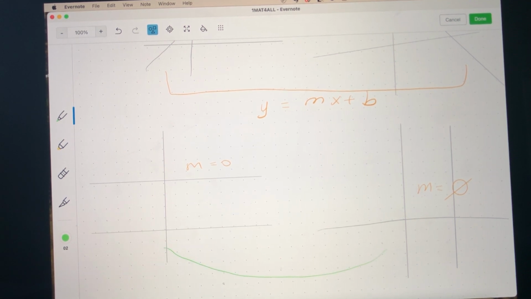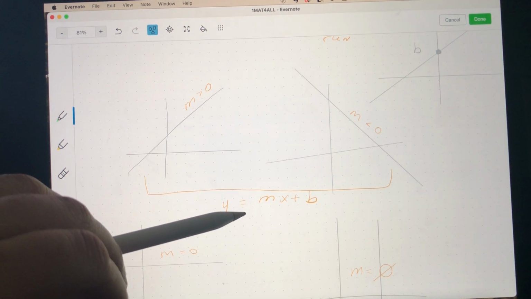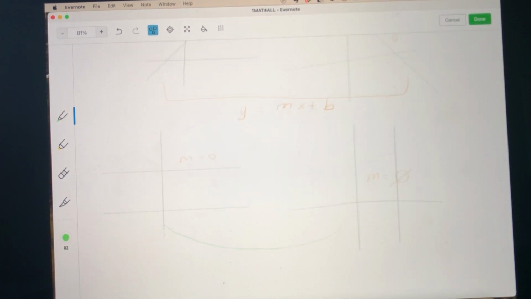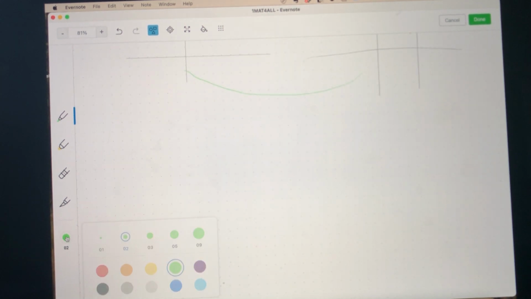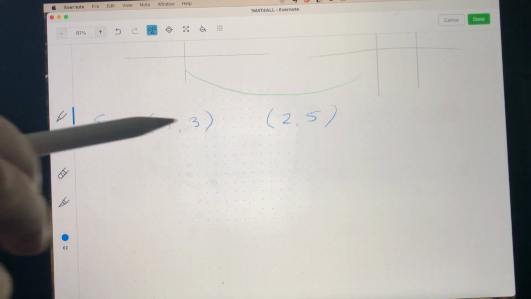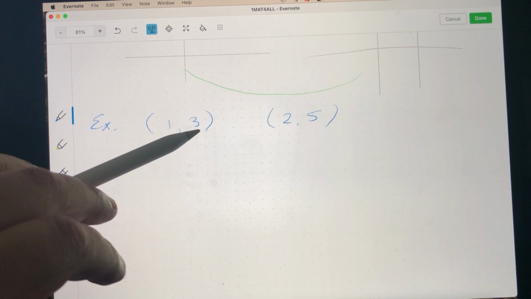So let us try to use the slope-intercept formula to come up with an equation of a line that is going upwards. So here is an example. Let's take 2 points. First point is (1, 3), and the second point is (2, 5). Now each point has two numbers. The first number is x, the second number is y.